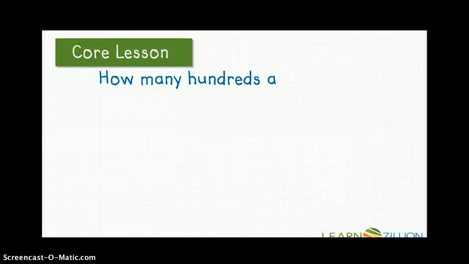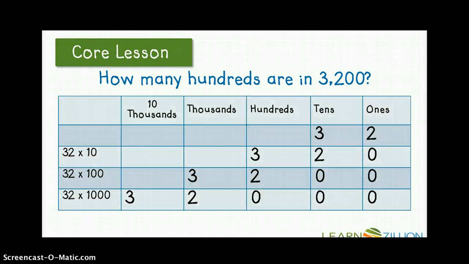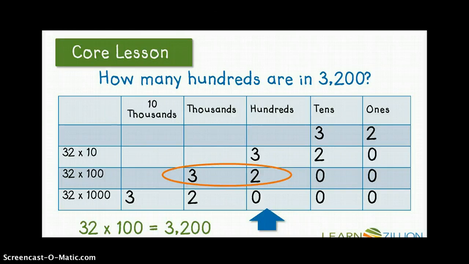Let's look at another number. How many hundreds are in 3,200? Since we're focusing on the hundreds, we need to look at the hundreds column, and we will see that there are 32 hundreds in 3,200. 32 times 100 is 3,200.